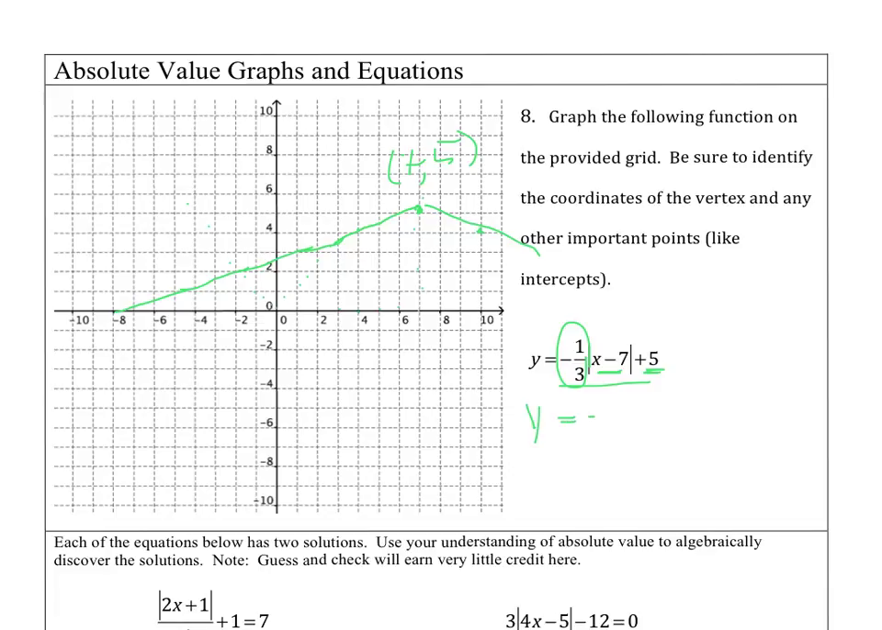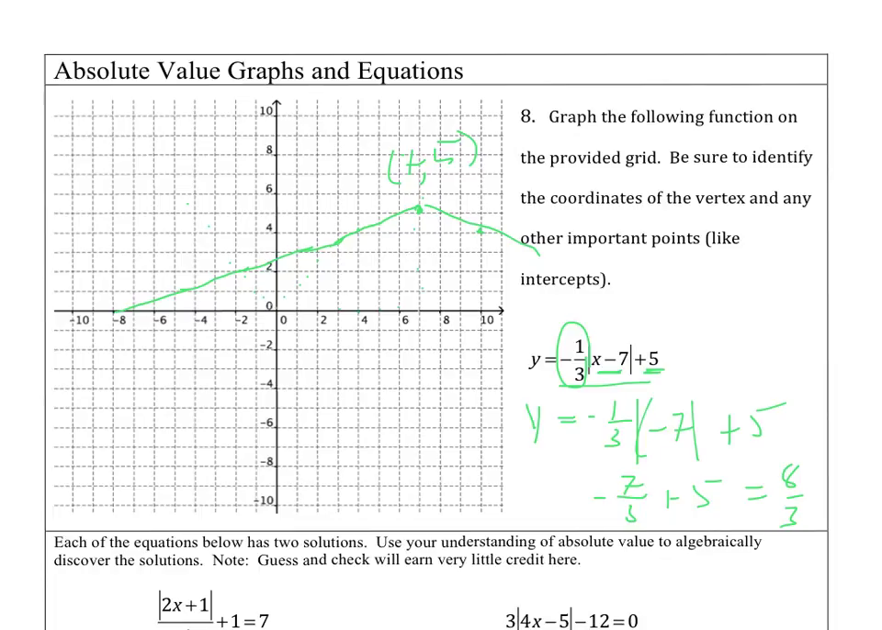if I plug in 0, I get negative 1/3. 0 minus 7 is negative 7, but we have absolute value, so that's positive 7, and plus 5. So we've got negative 7/3 plus 5, which 5 is the same as 15 divided by 3, or 15/3. So 8/3 would be my y-intercept.